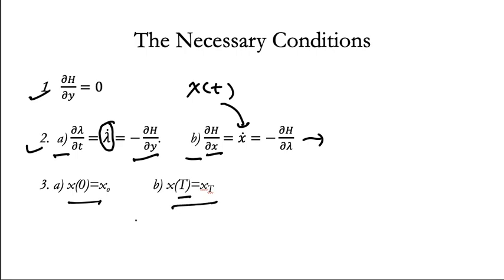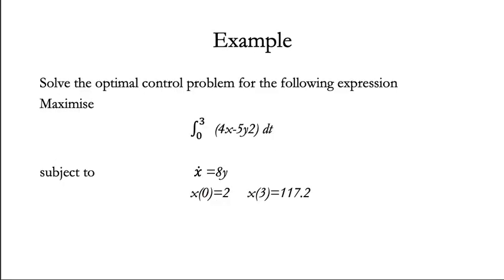Once you follow these necessary conditions, then you need to solve the problem. You need to apply the maximum principle here, condition number 1, condition number 2, in order to solve for the state variable x(t) and also the co-state variable lambda(t). And then after that, you need to check certain conditions, and then you find the answer for both of these, and this is optimization. Now, to make it clearer, let's look at an example. We need to solve the optimal control problem for the following expression.